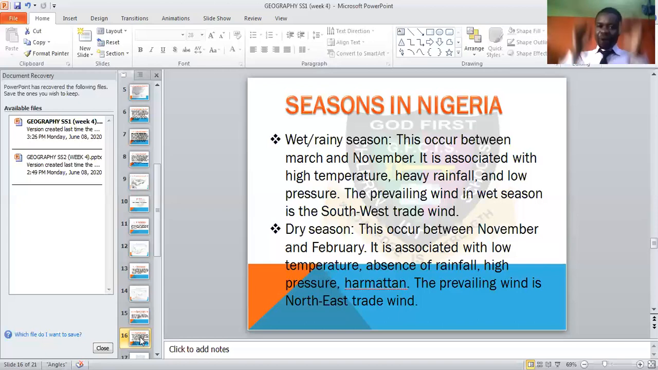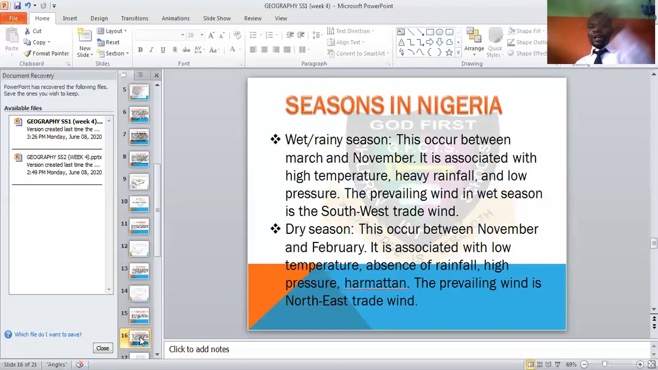There is always rainfall during the rainy season, and I've told you it is between March and November. Then from November, we begin to experience another season called the dry season. That one occurs between November and February, a very short period. But it is associated with low temperature. You begin to feel cold, absence of rainfall, no rainfall that time, then high pressure. Harmattan is associated with it.